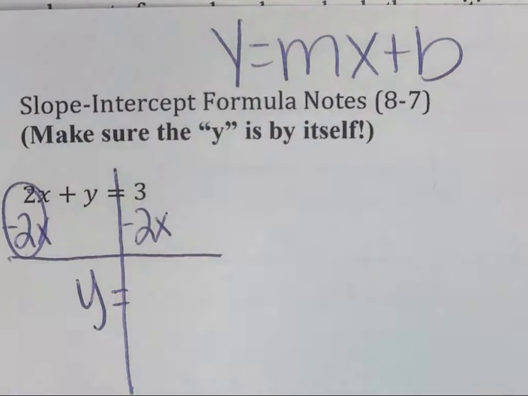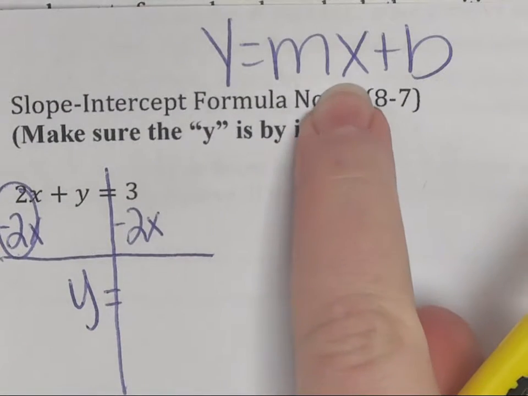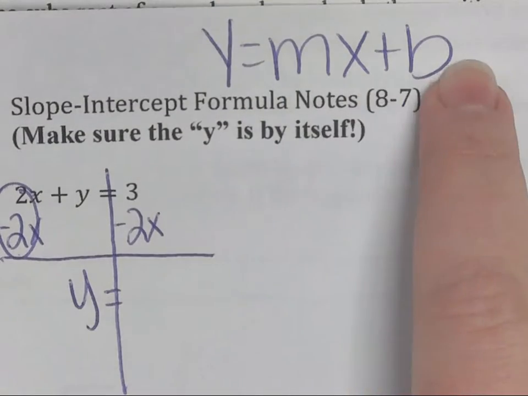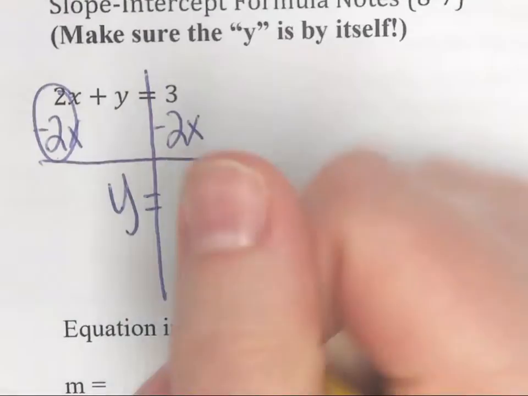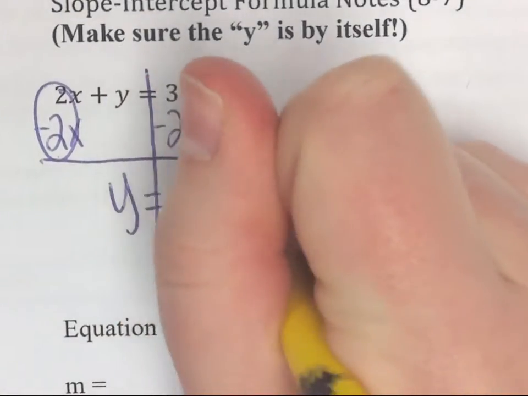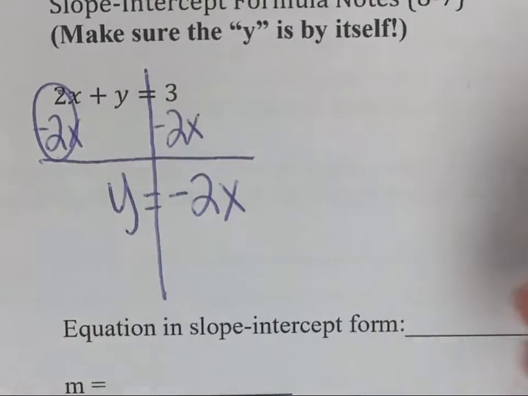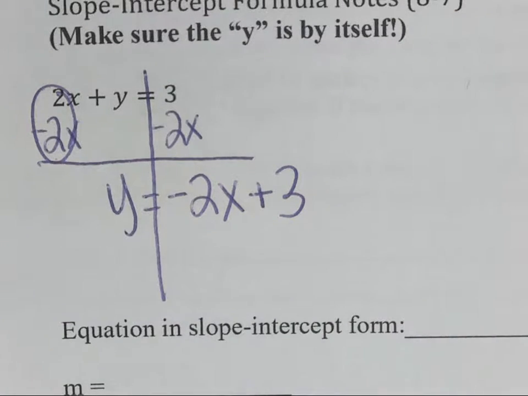So we want to just drop everything down and put them side by side. But we always want to put whatever has the x in the front, because that's what our form says, something x plus something. So this is a minus 2x, so we can write down negative 2x. This 3 is positive, so it's a plus 3. We can't combine them. We just put them side by side.